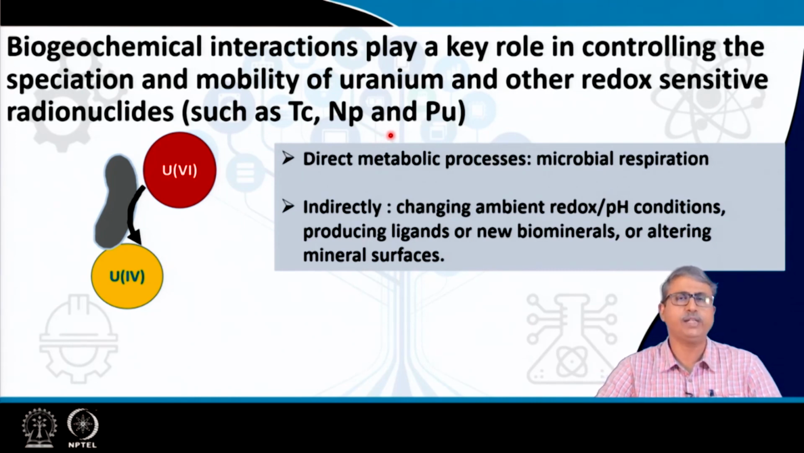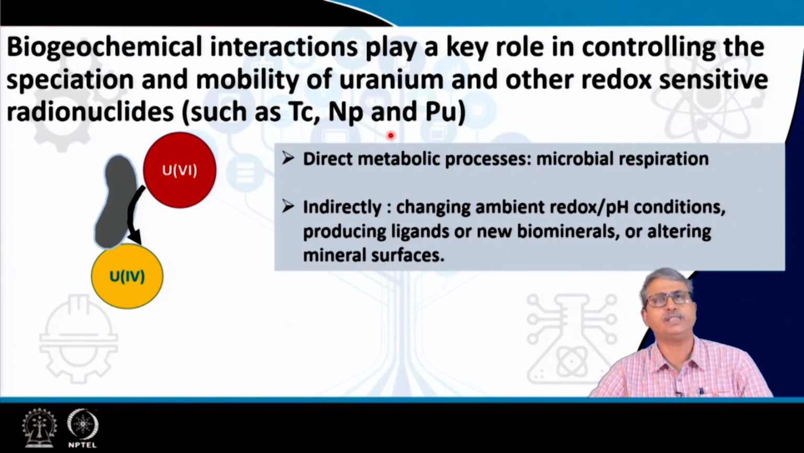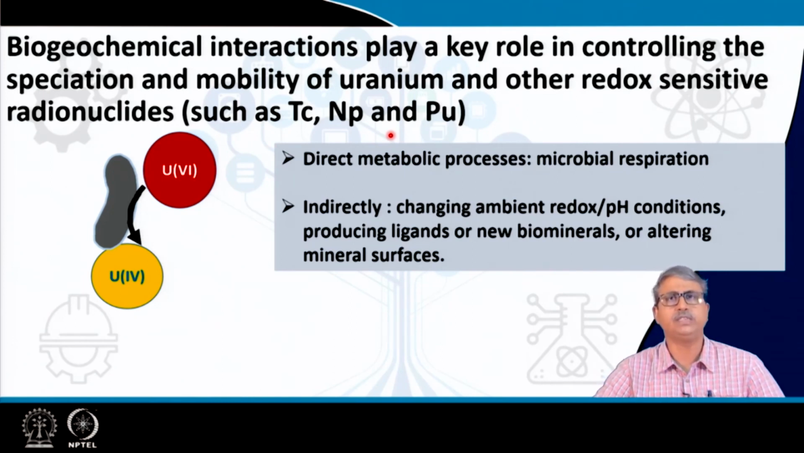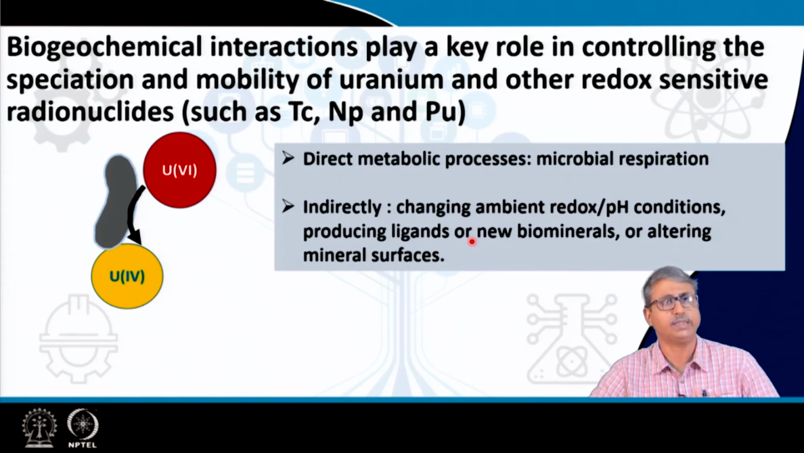In the case of uranium, there is an increasing number of evidences that microbes can reduce uranium 6 directly, which is called direct respiration. There is another way of reducing it, called indirect reduction, that is changing the ambient redox and pH conditions, producing ligands or new biominerals, or altering the mineral surfaces. In the geological context, when the microbes produce these ligands or different biominerals or alter the mineral surfaces, the uranium 6 can precipitate heavily on those.